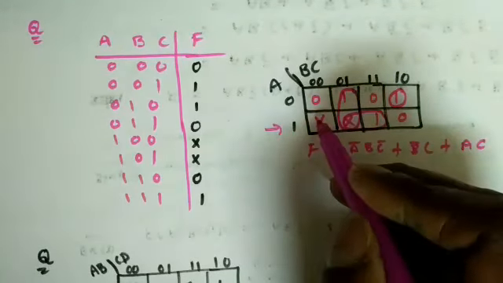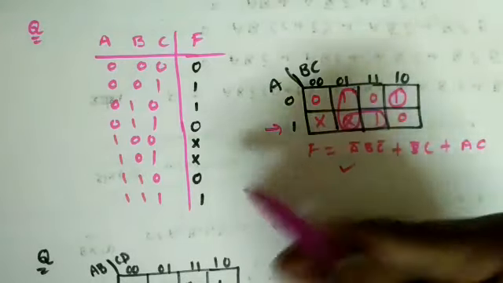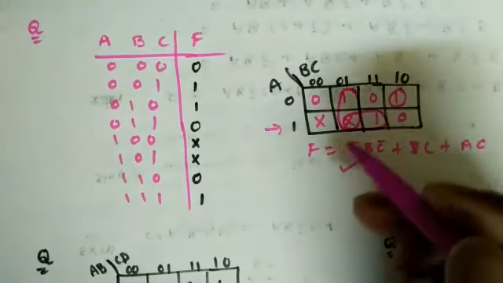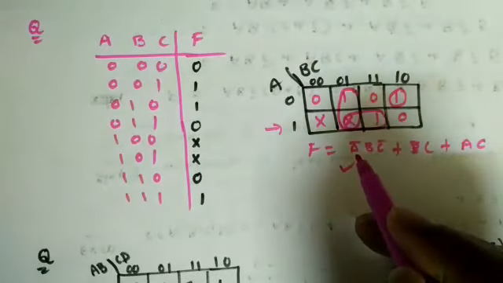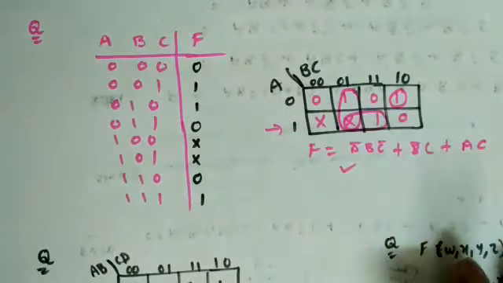If you assume this x is also equal to 1, one more term we will get, which is not useful, or which we can say is redundant also, right? In those cases this x will be 0.